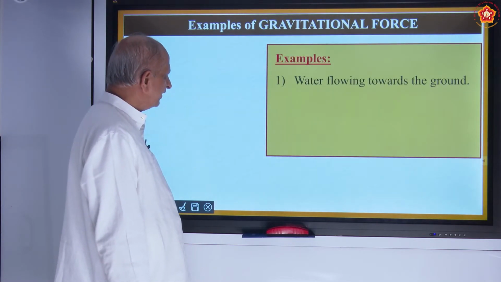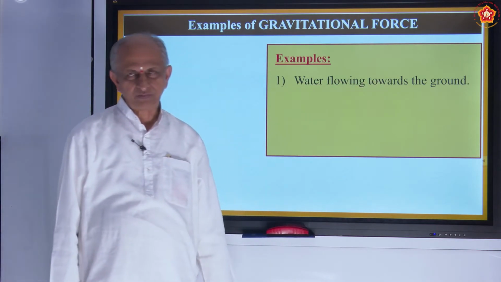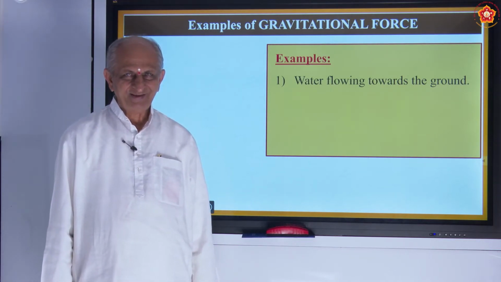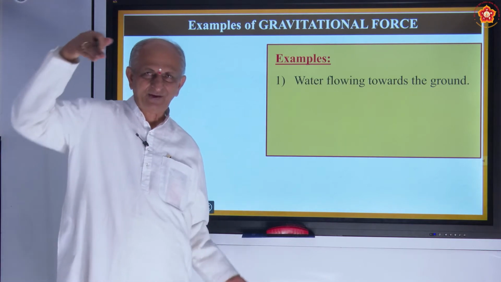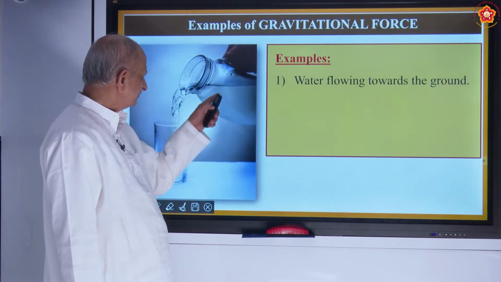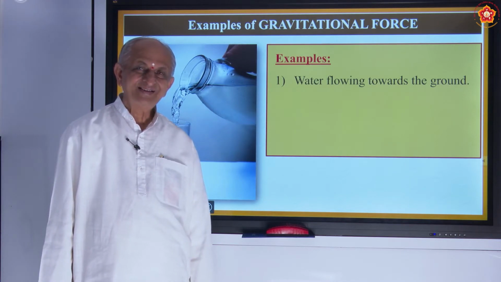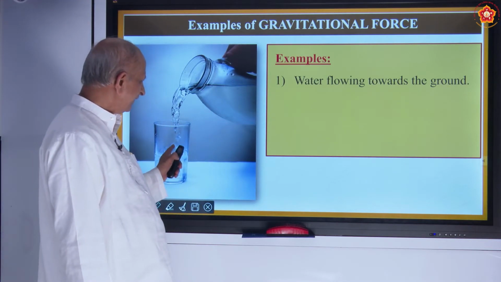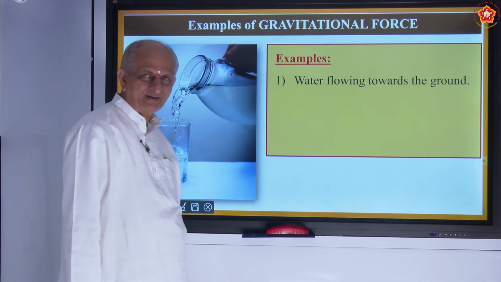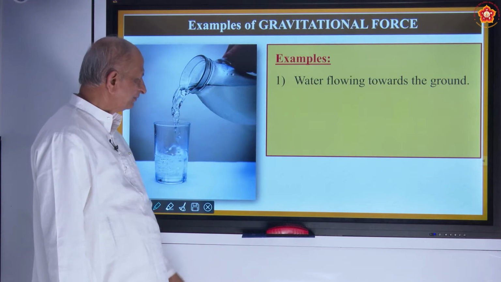And we will take some examples. Water flowing towards the ground. Have you seen waterfalls? Yes, you might have seen so much of water falling down. Even when you are pouring water from a jug to the tumbler, why does it flow down? Because it is a gravitational force. So this water will fall into the tumbler because the gravity pulls it down.